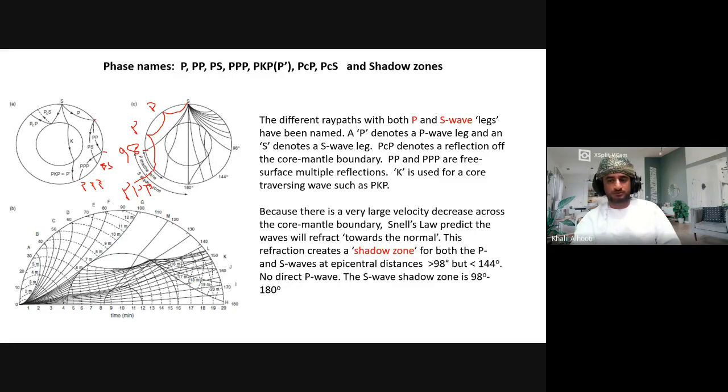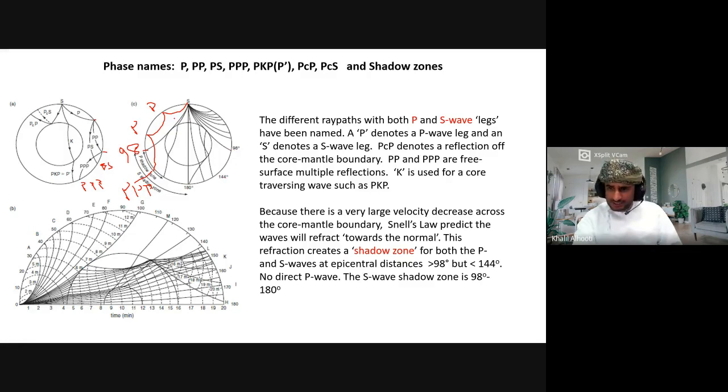And there is no S wave in this S wave shadow zone. I hope that's clear. So that's how it is. That's how they discovered that there is an inner core and an outer core. And the P wave, why is there no P wave after 144, or within this range from 98 up to 144?